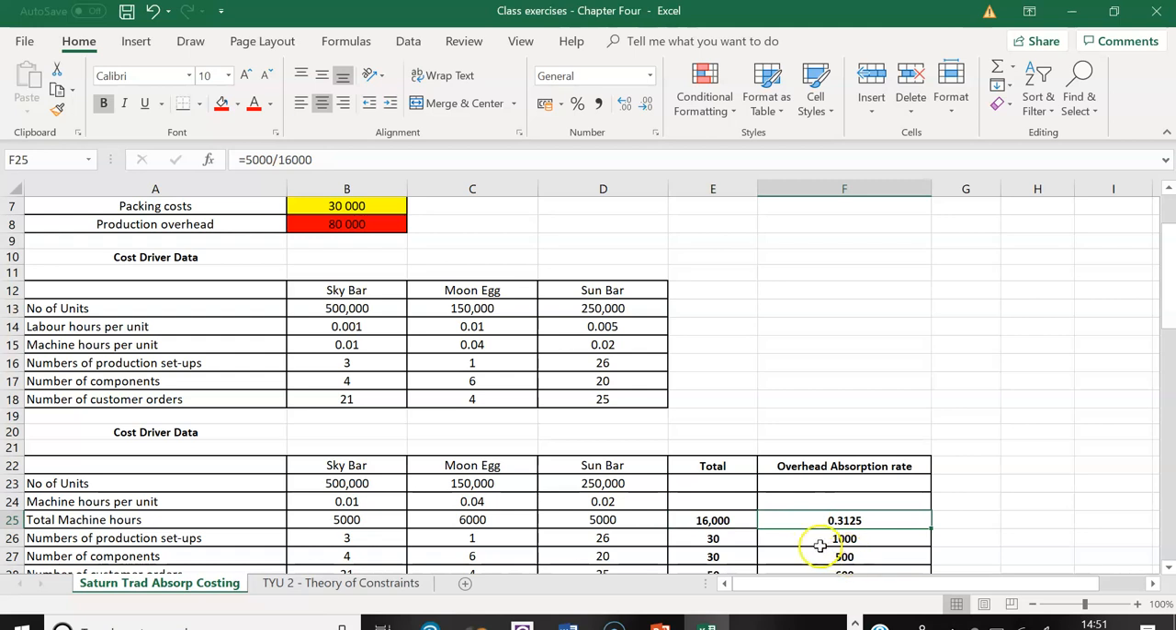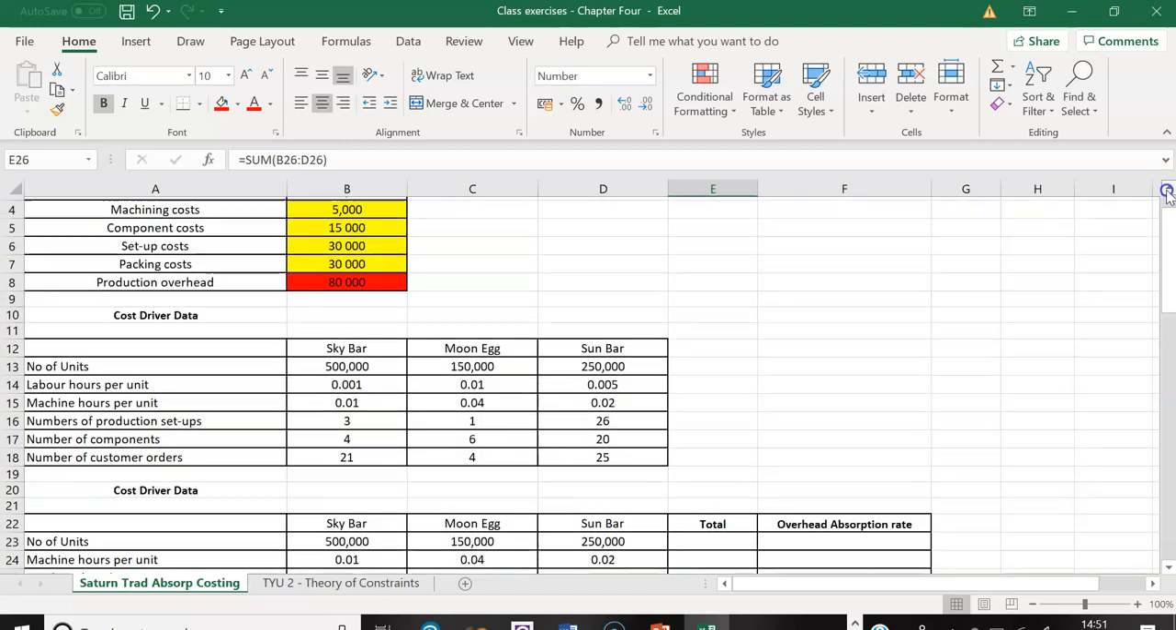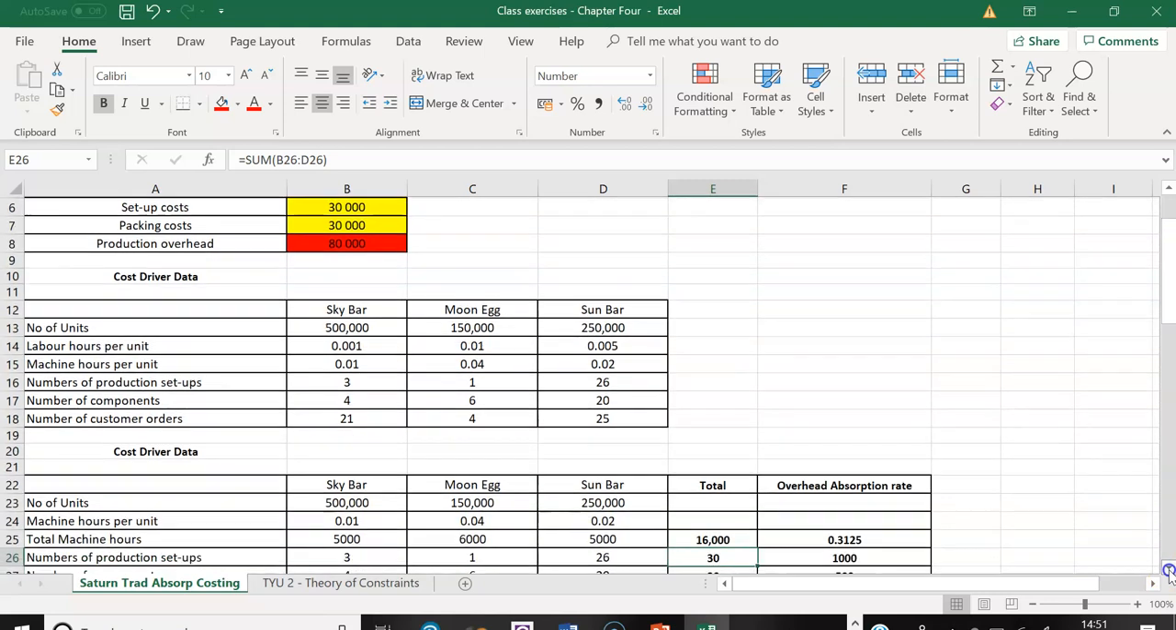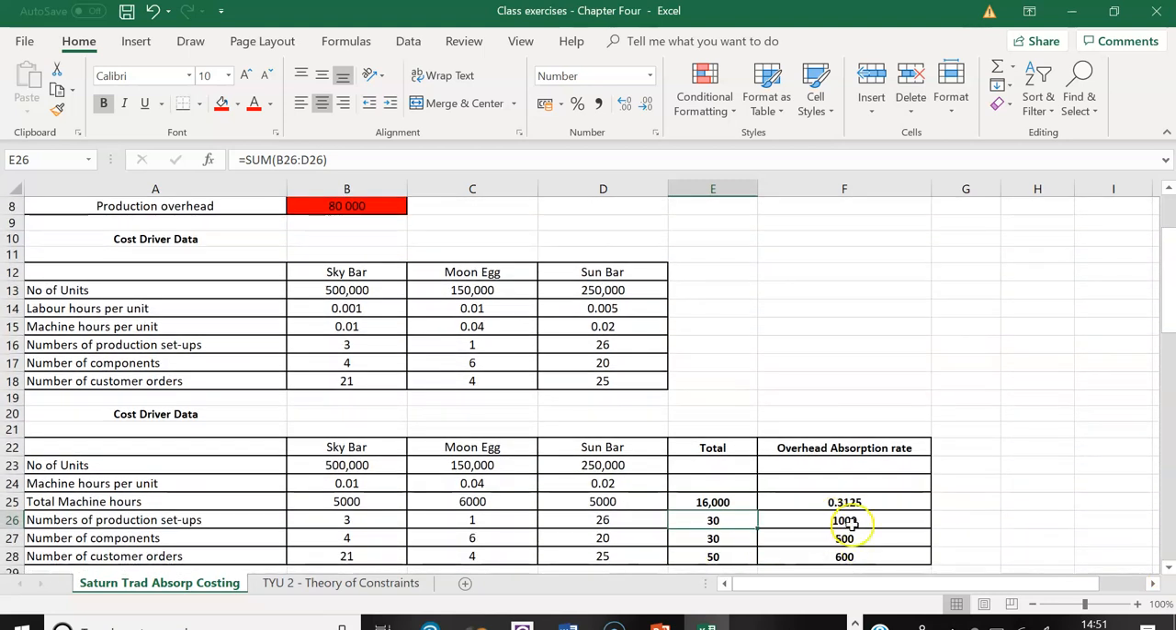So I've done the overhead absorption rate here. I'm basically telling you the 30 production setups caused £30,000. So therefore, one production setup caused £1,000.